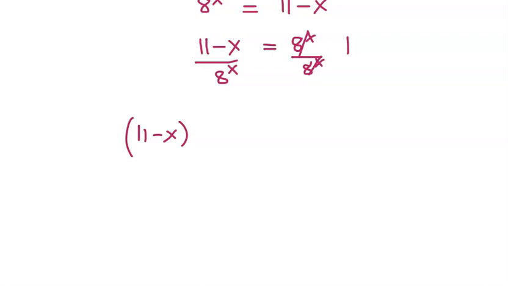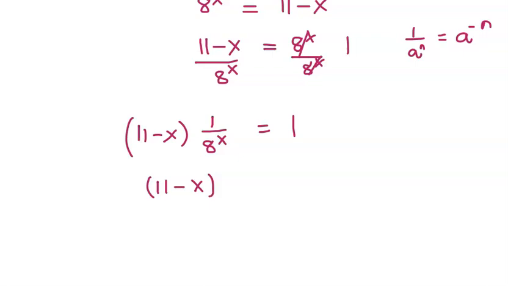Let us first recall this rule. We know that 1 over a to the power of n is equal to a to the power of negative n. So here we have 1 over 8 to the power of x. So this is equal to 1 from the right hand side. Then we can write as 11 minus x times 8 to the power of negative x. So this is equal to 1.